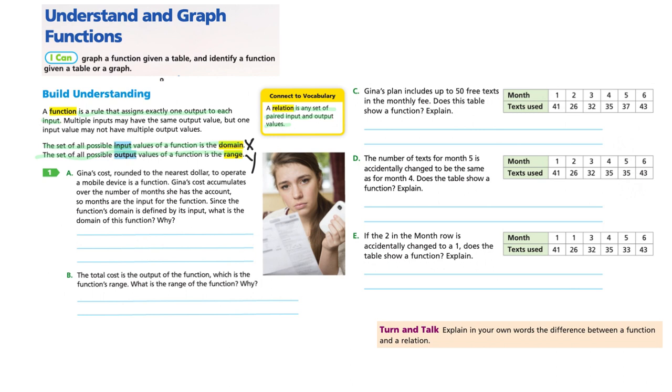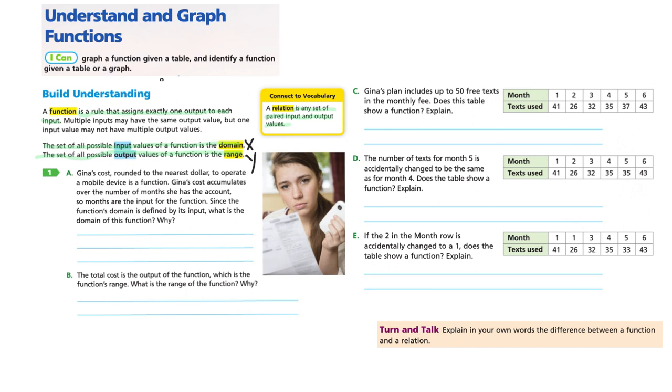E, if the 2 in the month row is accidentally changed to a 1, does that table show a function? So again, for all of these, you want to go back here and look at these vocabulary, especially function is a rule that assigns exactly one output to each input. So use that definition to help you answer C, D, and E. Well, actually all of them, A, B, C, D, and E. So go ahead and pause here, and then we'll come back and work on this together.